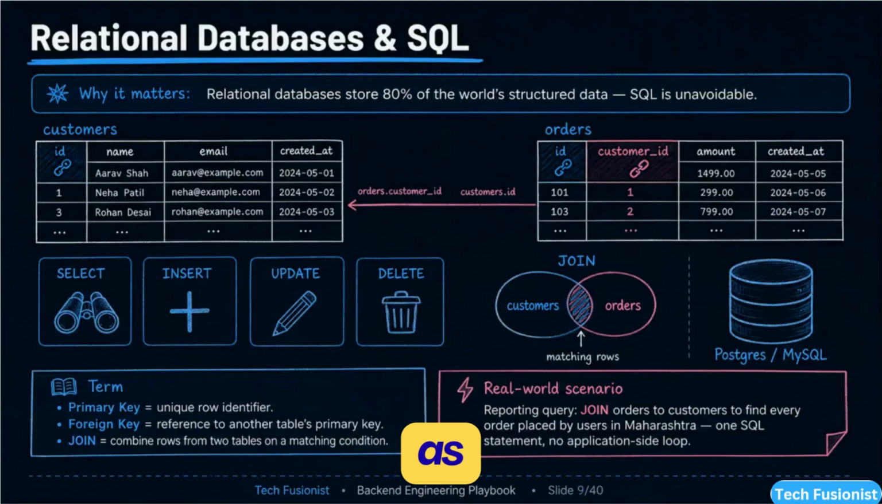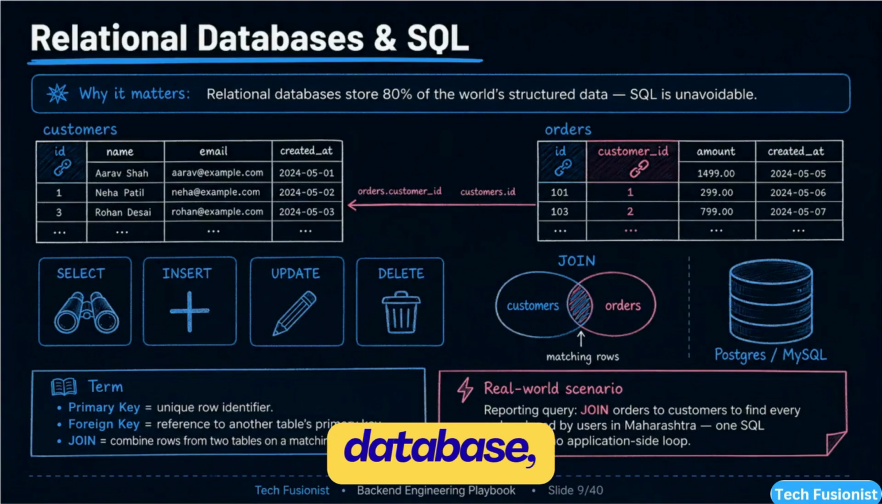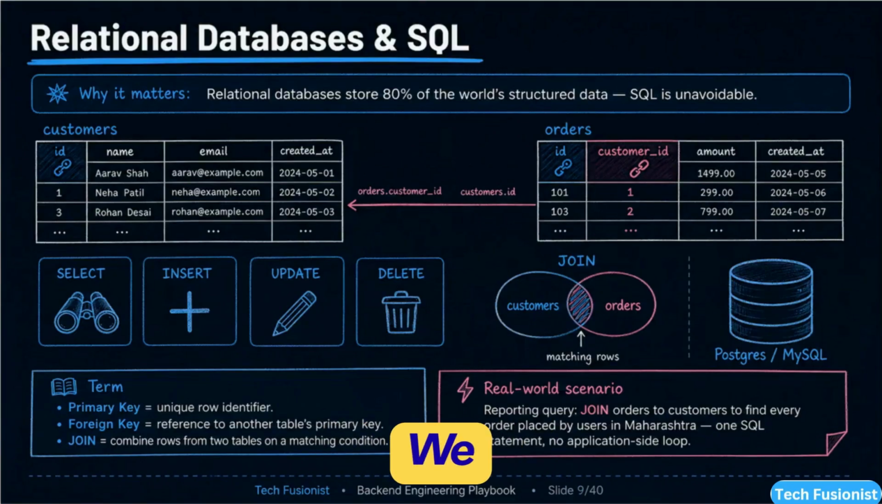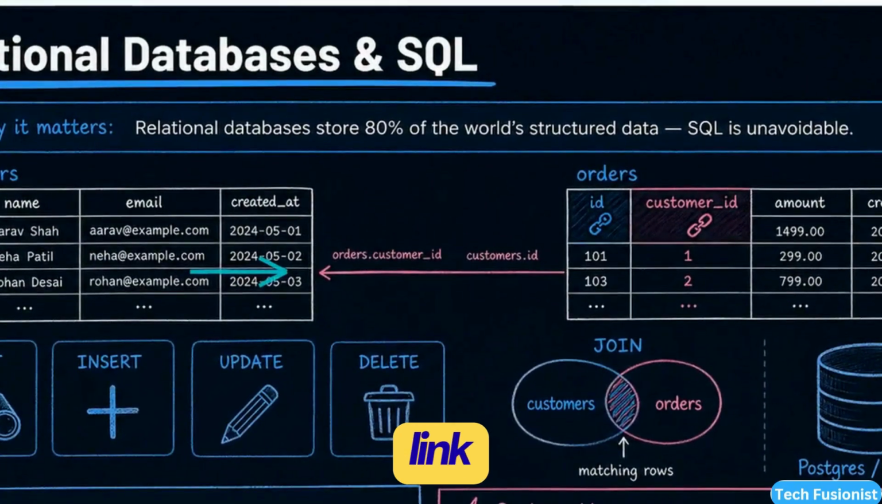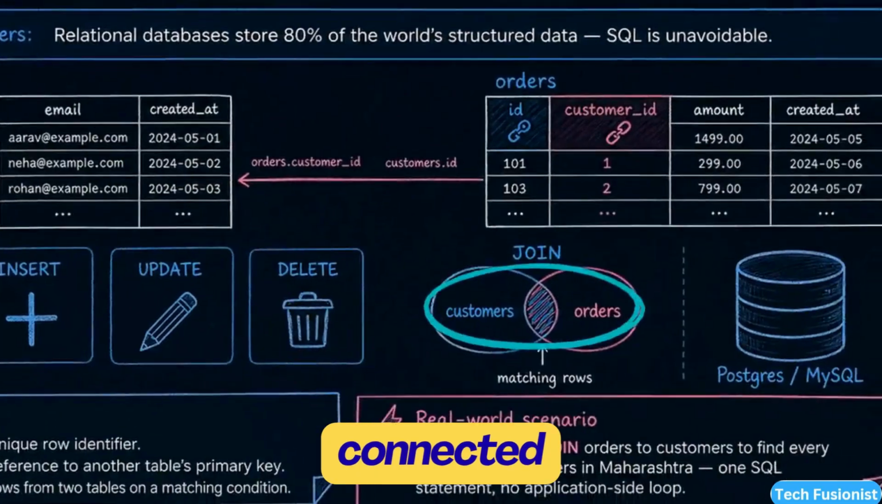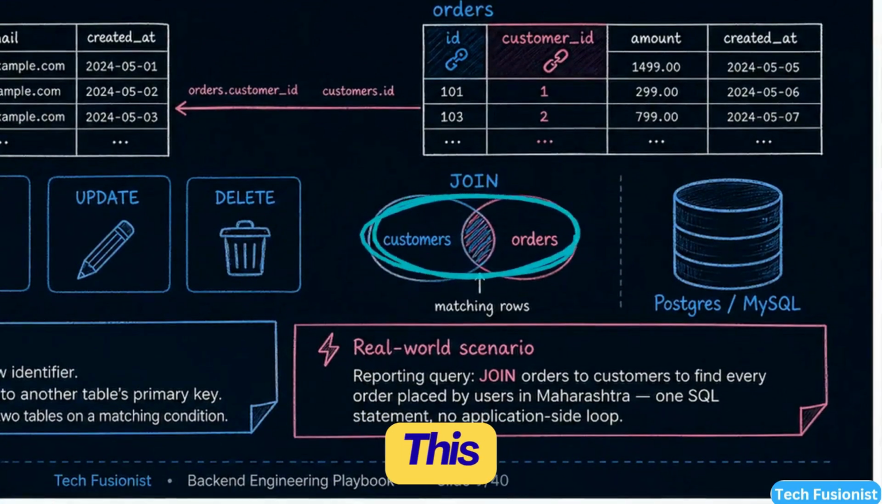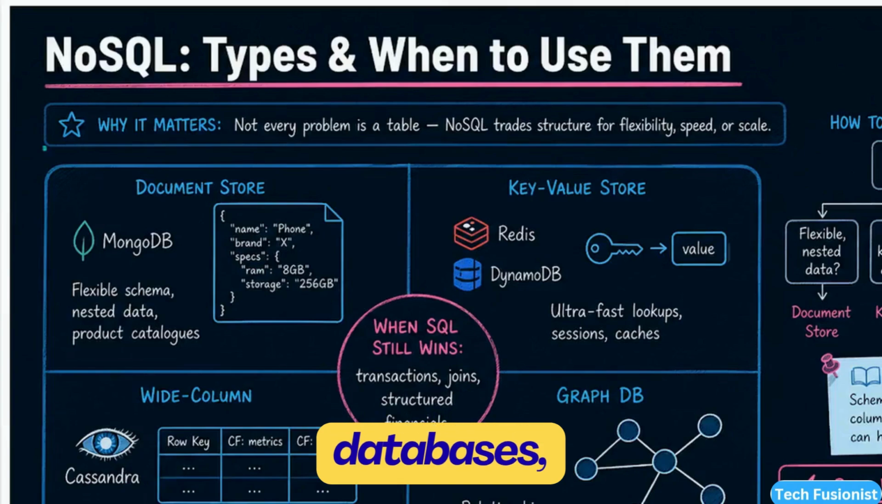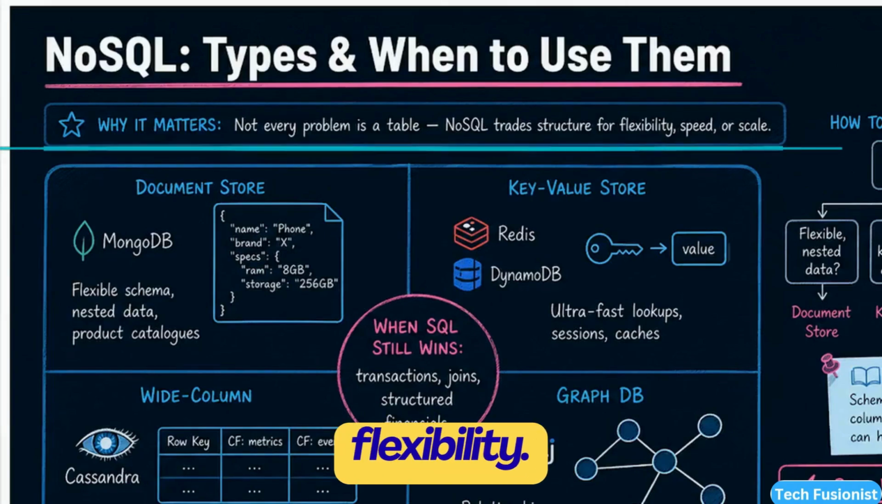Think of the database as the city's central vault. This graphic shows a relational database, which stores information in strict, organized tables. We use a language called SQL to link different tables together, ensuring that a customer's name is always perfectly connected to their order history. This quadrant outlines NoSQL databases, which are built for speed and flexibility.